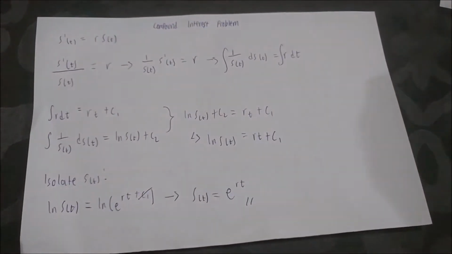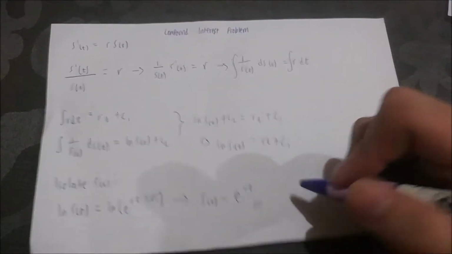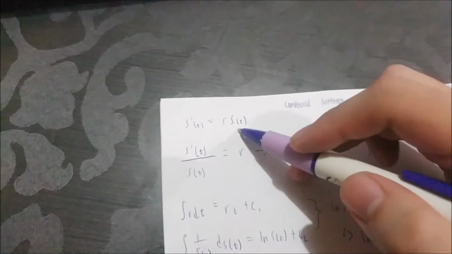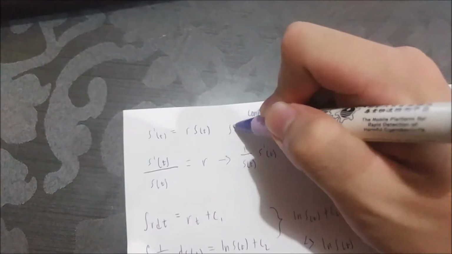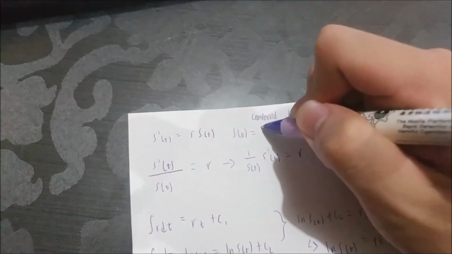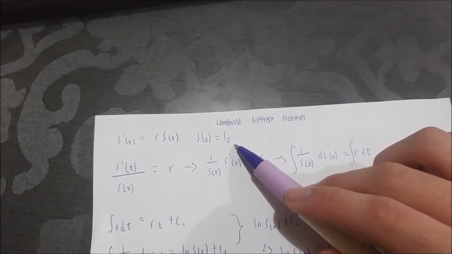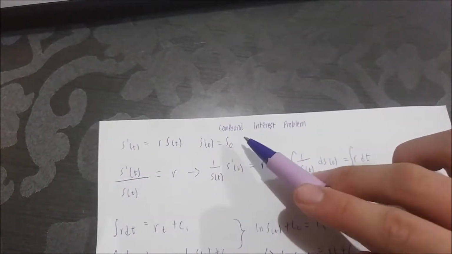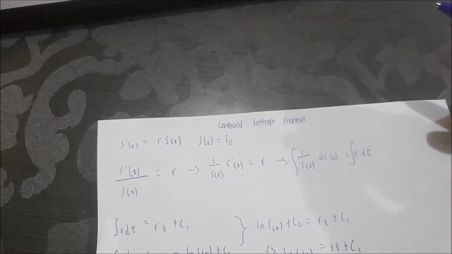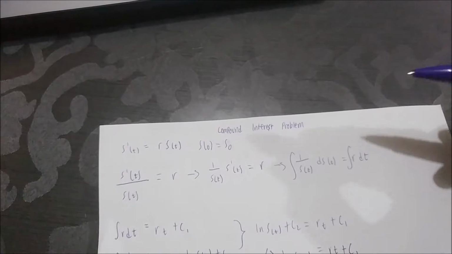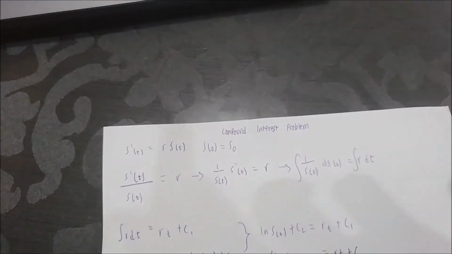Also I forgot to mention that we are given the condition here that s of 0 is equivalent to s sub 0. This will be a crucial role, as this will be the basic amount, the initial amount, for our compound interest problem.